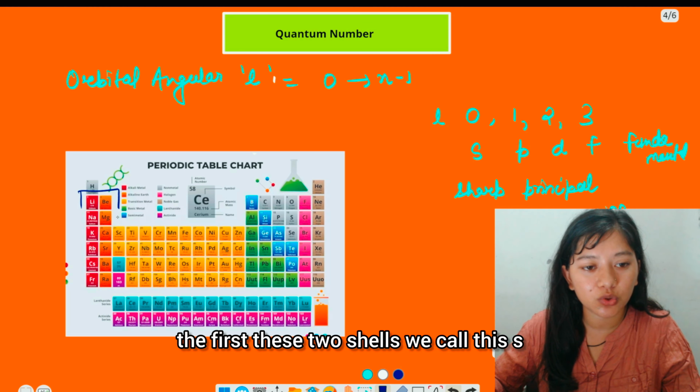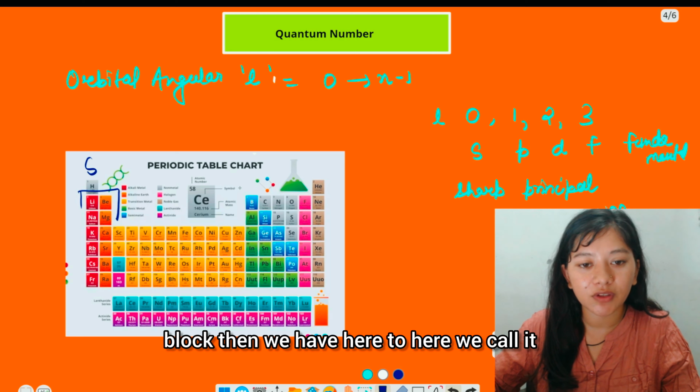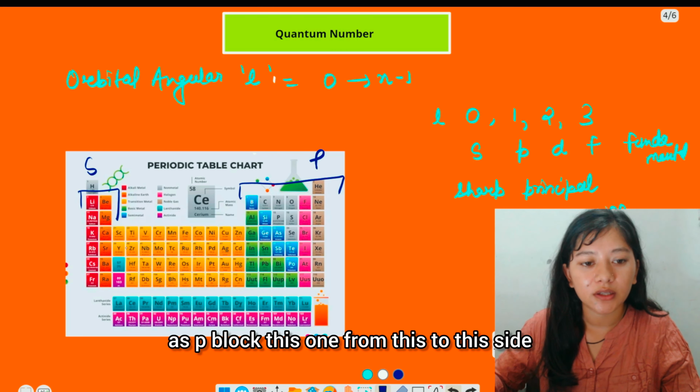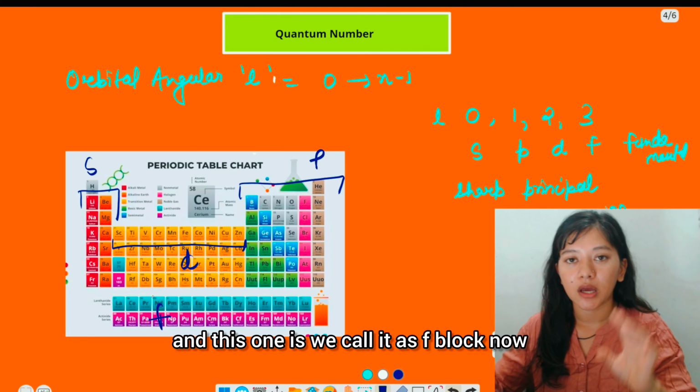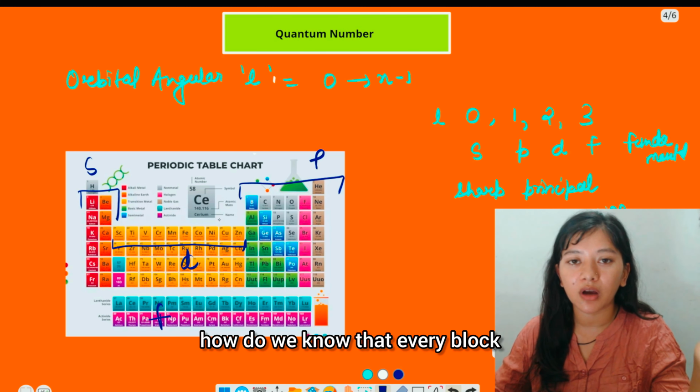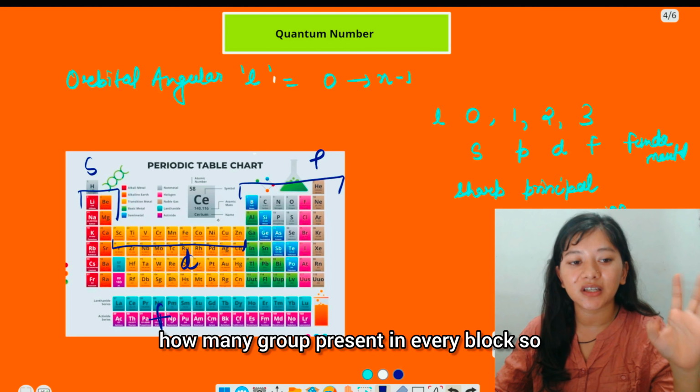We have these 4 blocks. The first 2 groups we call the S block. Then from here to here, we call it the P block. This one, from this to this side, we call the D block, and this one we call the F block.